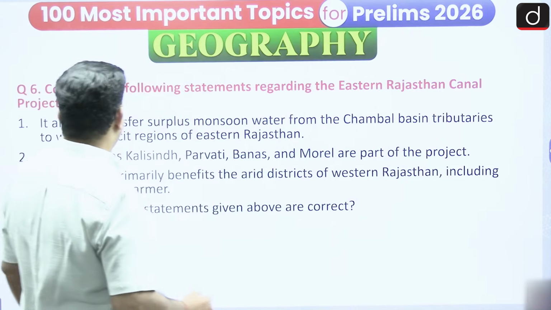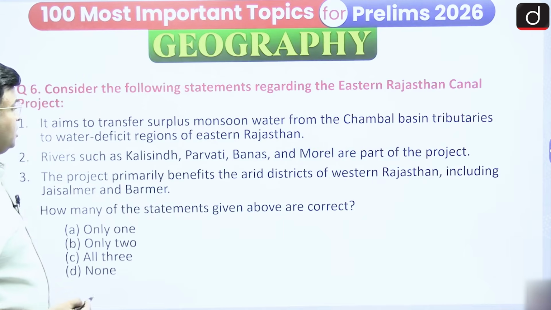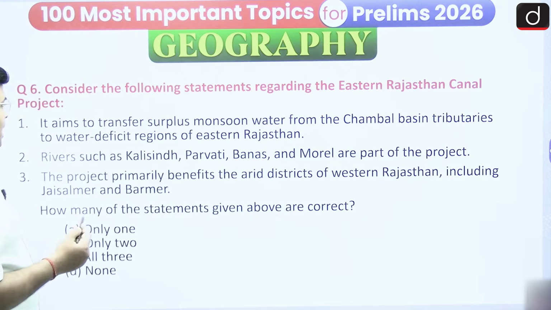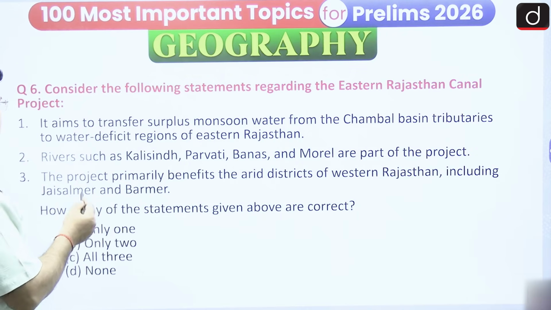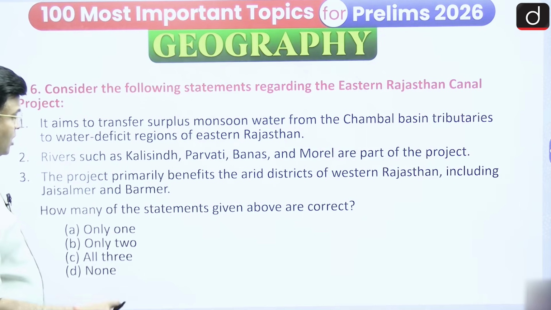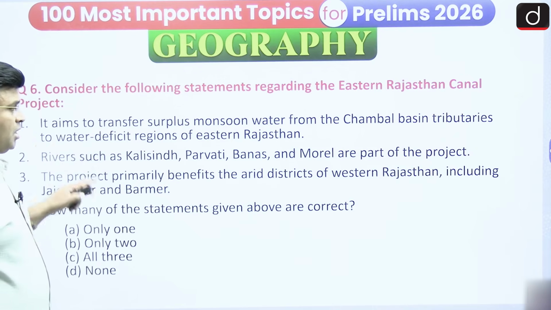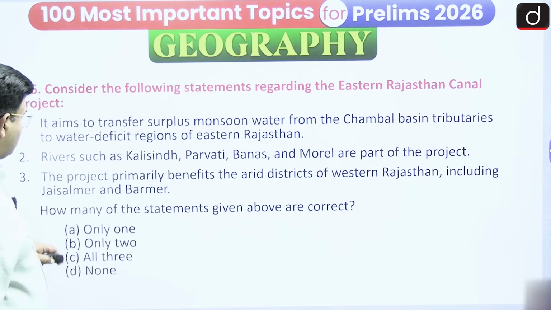So here we can say, consider the following statements regarding the Eastern Rajasthan Canal project. It aims to transfer surplus monsoon water from Chambal basin tributaries to water deficit regions of Eastern Rajasthan. You have to say whether it is right or wrong. And the rivers such as Kali Sindh, Parvati, Banas, Morel are part of the project. Again, you have to say whether it is right or wrong. The project primarily benefits arid districts of Western Rajasthan, including Jaisalmer and Barmer. So you have to say which of the statements are correct.